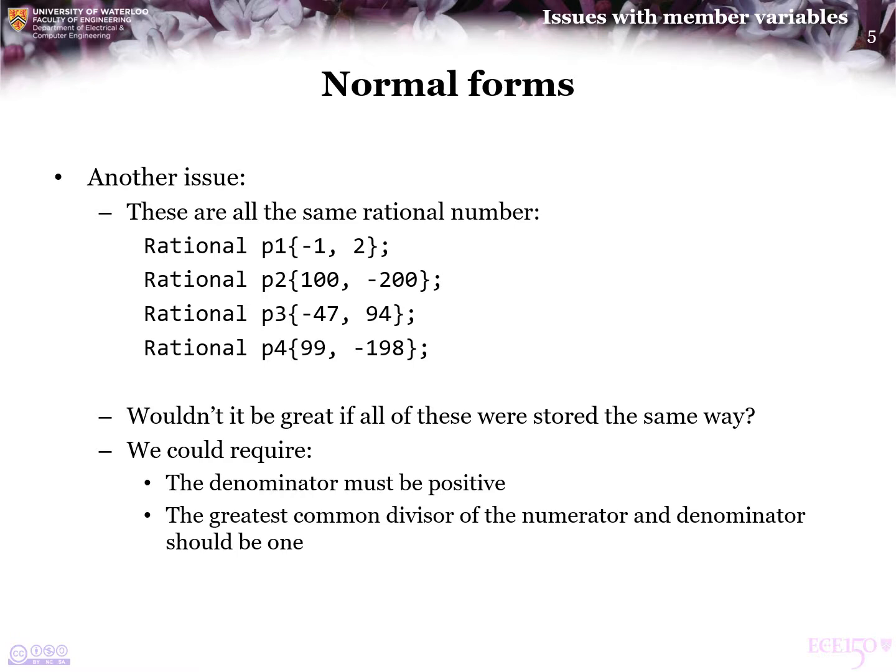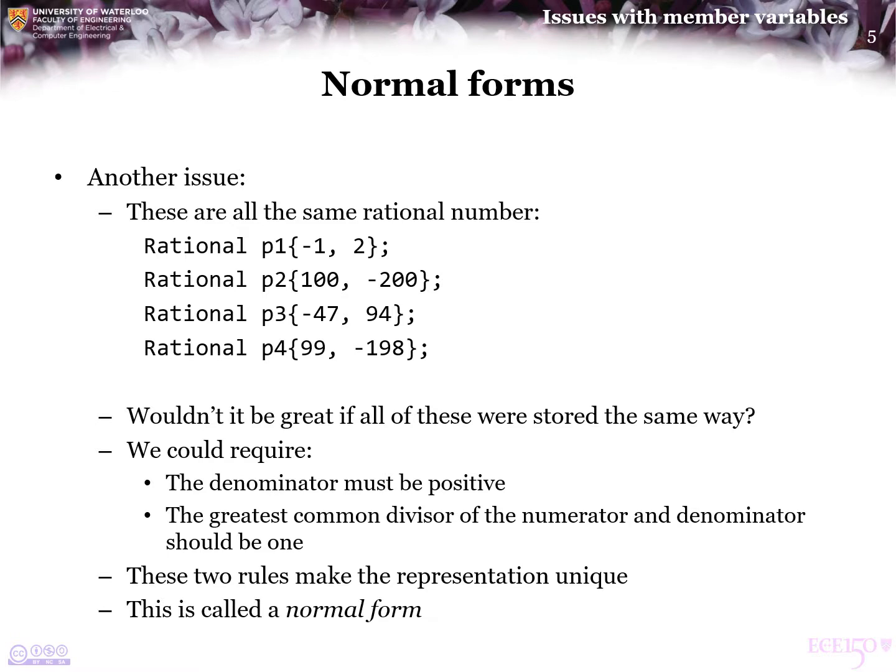So to ensure that all of these are stored the same way, we could require that the denominator is a positive number. So if it is a negative rational number, it is the numerator that is negative. If it is a positive rational number, both the numerator and denominator must be positive. Also, we should ensure that the greatest common divisor of the numerator and denominator is 1. These two rules make the representation unique.